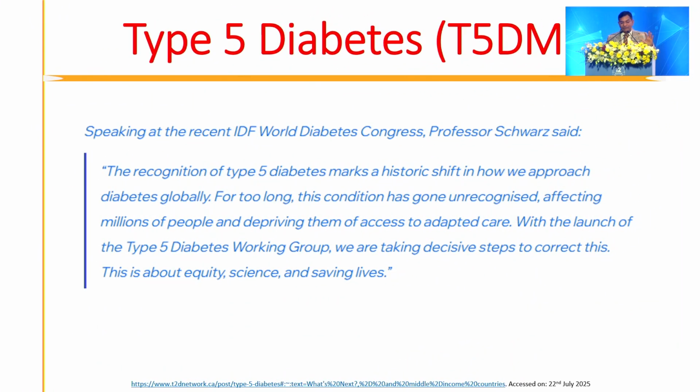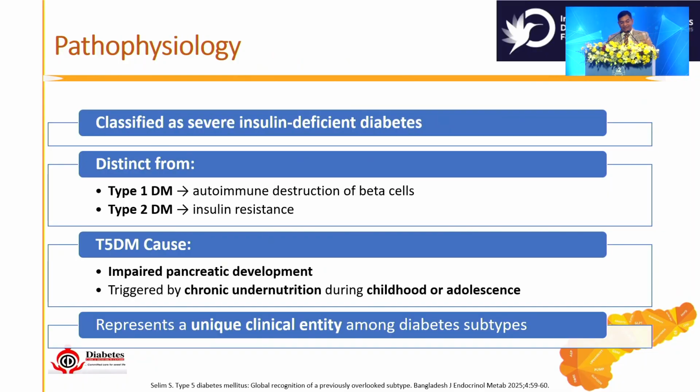So this is from the president, Professor Schwartz, who has mentioned that the recognition of type 5 diabetes makes a historic shift in how we approach diabetes globally. For too long, this condition has been unrecognized, affecting millions of people and depriving them of access to adapted care. With the launch of the type 5 diabetes working group, we are taking a decisive step to correct this, and this is about equity, science, and saving lives. These are his words, and now we have type 5 diabetes, which is MRDM.